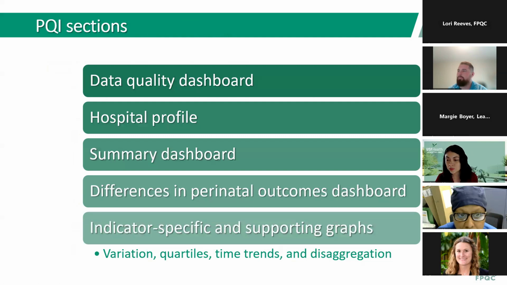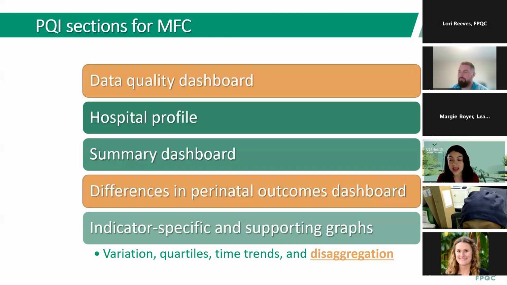All right, so PQI has several sections, and here you can see we have a data quality dashboard, a hospital profile, a summary dashboard, differences in perinatal outcomes dashboard, and then we have indicator-specific graphs and reports that are going to go through variation, quartiles, time trends, and disaggregation. The report is very rich. It has 40+ pages, and it goes through a lot of detail to provide you a lot of information regarding these indicators. But for MFC, there are several sections that are key.